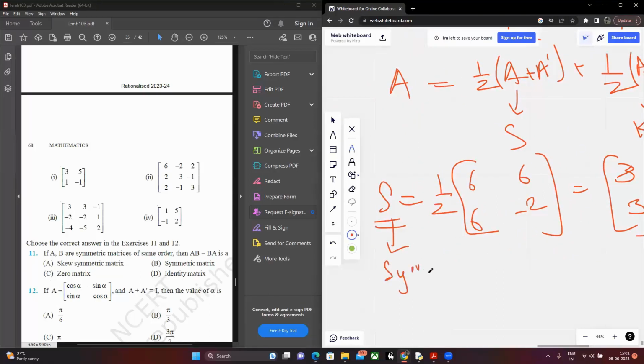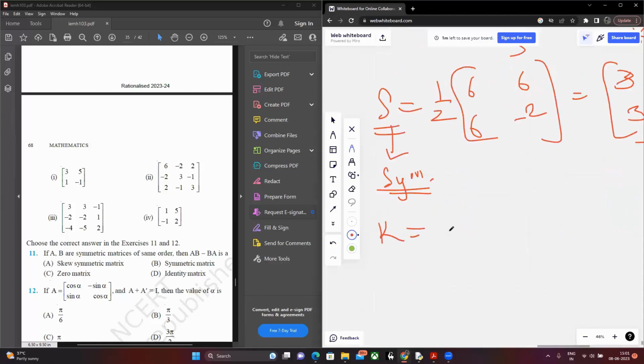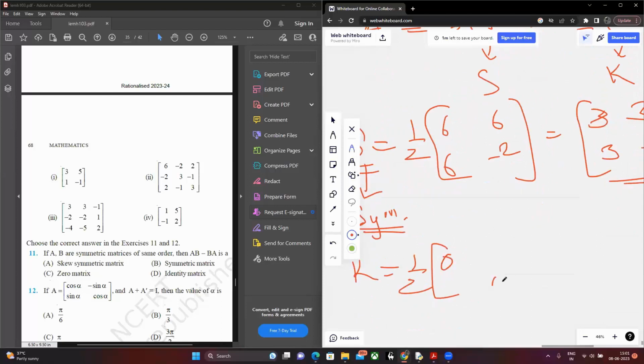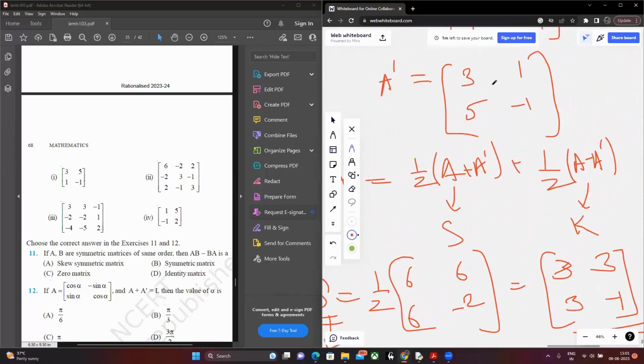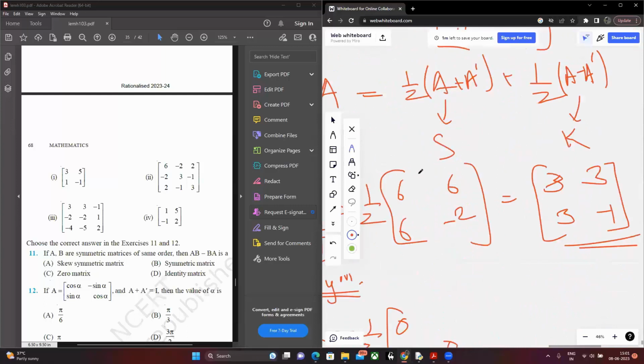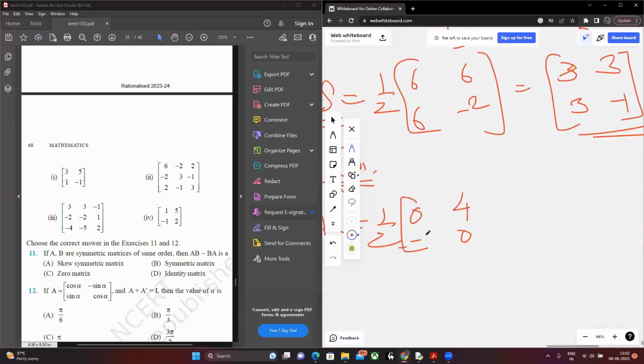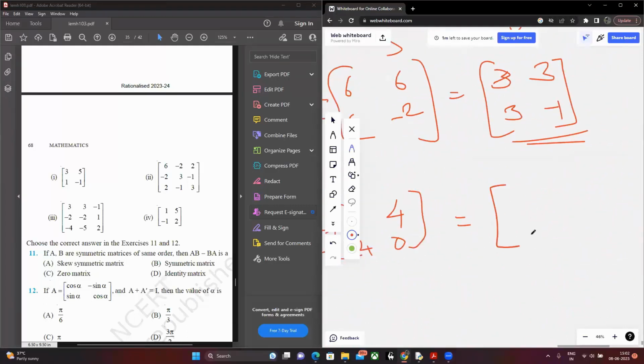This is going to be the symmetric matrix. The other matrix K is going to be half of A minus A dash. That is going to be a 0 over here, a 0 over here. This is going to be 5 minus 1 and this is going to be 1 minus 5. So this is going to be 4, this is going to be minus 4. Or you can write this as 0, 2, minus 2 and 0, right?